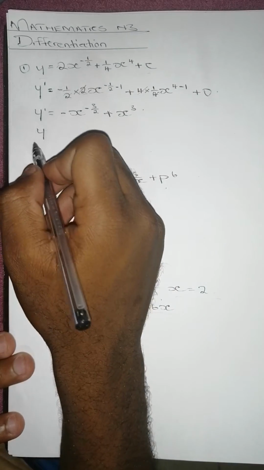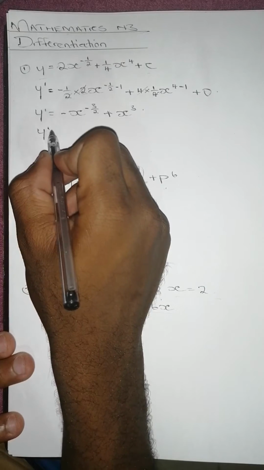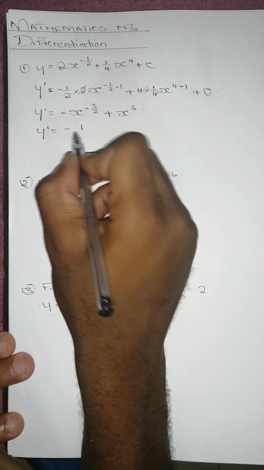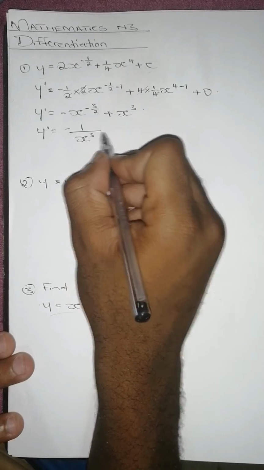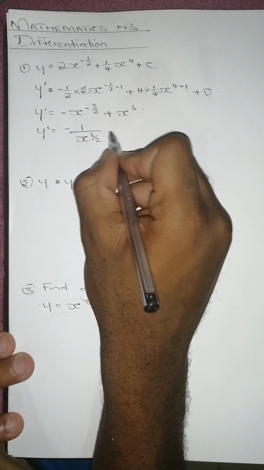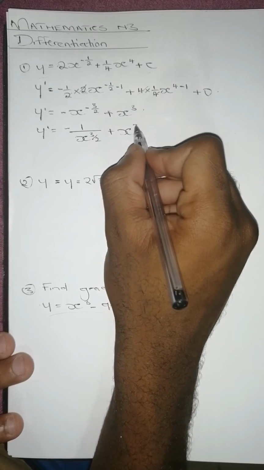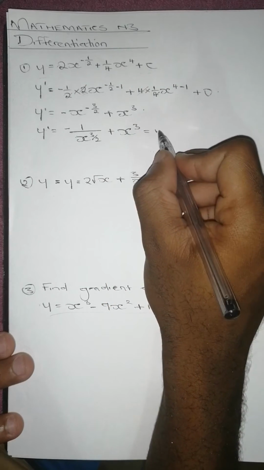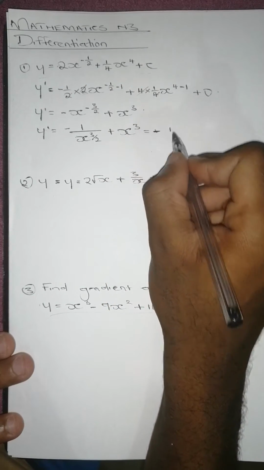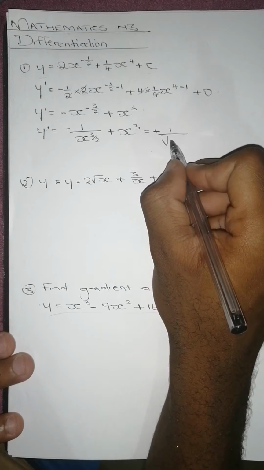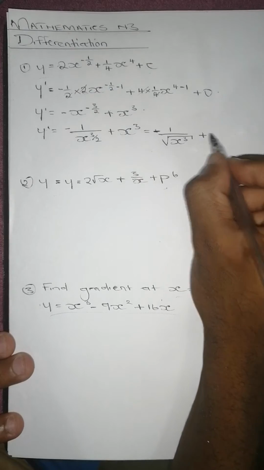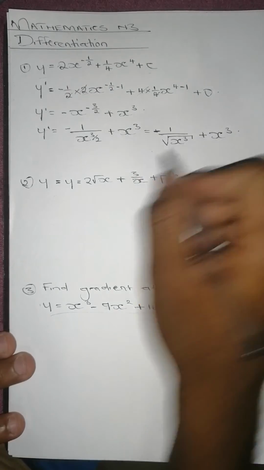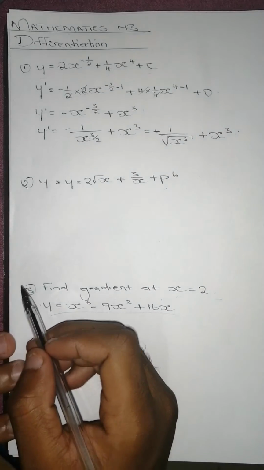Then to leave the exponent in positive form, we'll take this underneath, it's going to be negative 1 over x to the 3 over 2 plus x cubed, and we can further simplify it and say negative 1 over the square root of x to the power 3, plus x to the power 3. That's it for the first one.